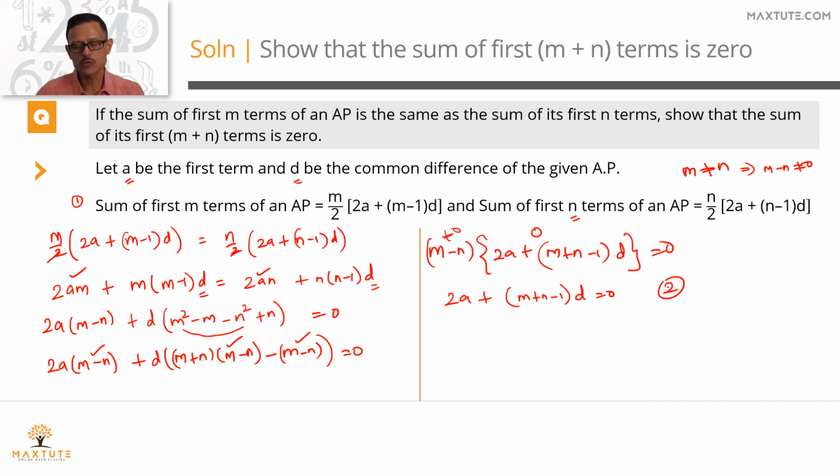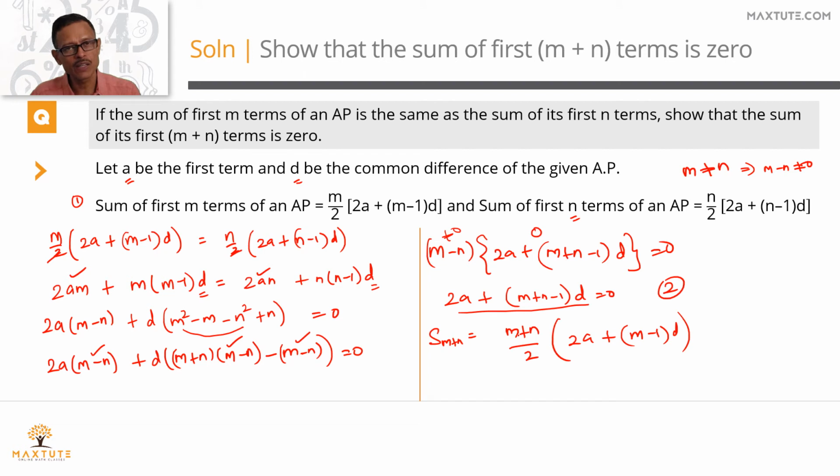The moment you reach this part, you're going to get the second mark. What is the sum of the first m plus n terms? The formula is: sum of the first m plus n terms is equal to (m plus n) upon 2 into (2a plus (m plus n minus 1) times d). Do you see the same thing here? We just established that 2a plus (m plus n minus 1) times d equals 0. So this part is equal to 0. This entire product is going to be equal to 0, which means the sum of the first m plus n terms equals 0, which is what we have to prove.